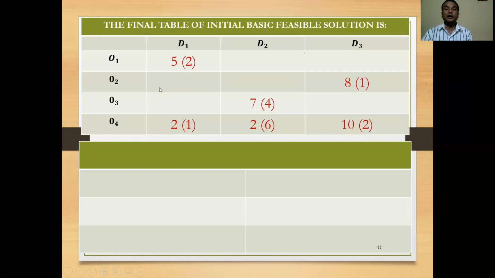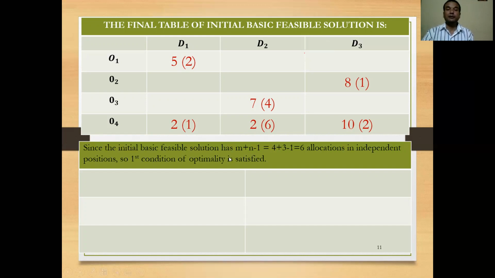Next step is, once again we have taken out the allocated cells from the last table. Then we first verify whether m plus n minus 1. m means how many rows are there? 1, 2, 3, 4. 4 rows are there. Then n means columns. How many columns are there? 3 columns are there. Then 4 plus 3 minus 1 is equal to 6 allocations. So exactly 6 allocations are there, and all of them are in independent positions. Since all of them are in independent positions, the first condition of optimality is satisfied.